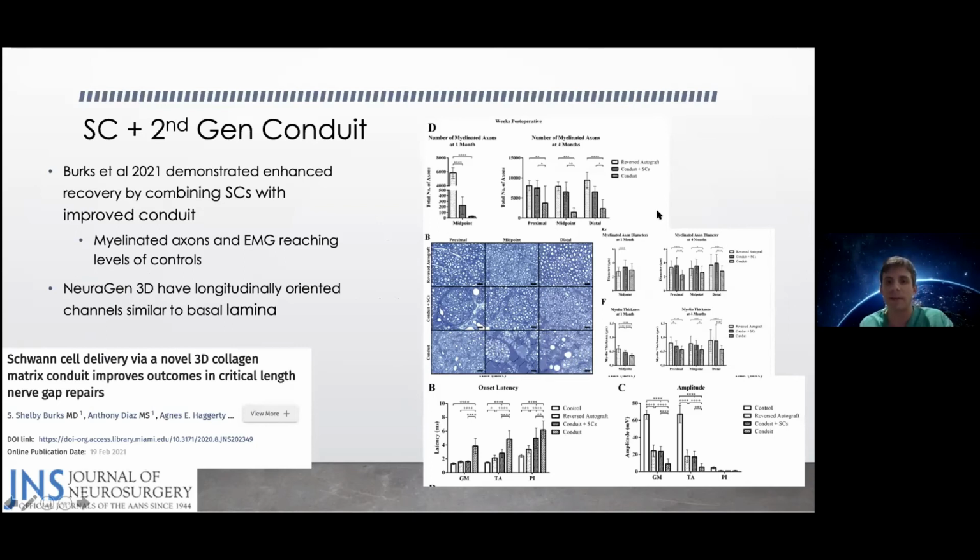You can see here the number of myelinated axons in this D column was almost the same in the reversed autograft, which is like a positive control. And then the conduit alone performed poorly in basically all the ways we looked at it, including EMG.